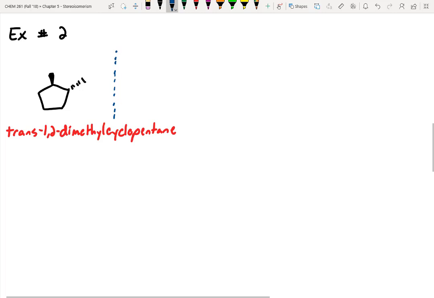This will make your head spin, huh? This is where model kits come in handy. If you're struggling with this, build the model and build the mirror image of that model side by side, and you can rotate them in space and see if you can overlay them perfectly on top of one another. Let's try this together. So I'll draw the mirror image.